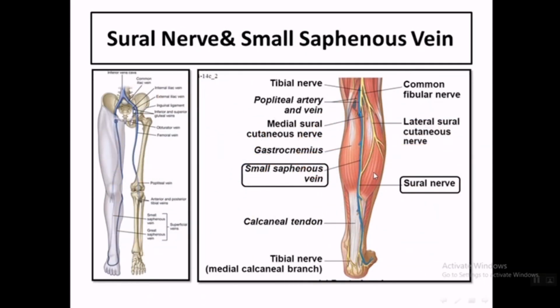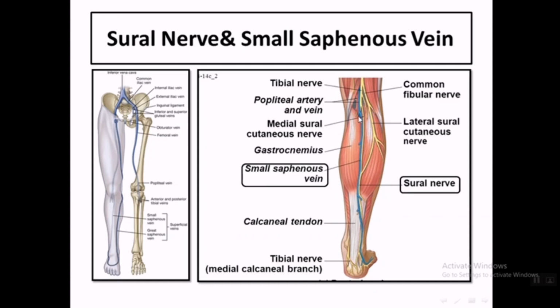First, from the skin, what is the nerve supply of the skin? The sural nerve, which is a branch from the tibial nerve, will supply the back of the leg, and it has a lateral communicating branch from the common peroneal nerve. It is accompanied by the small saphenous vein.